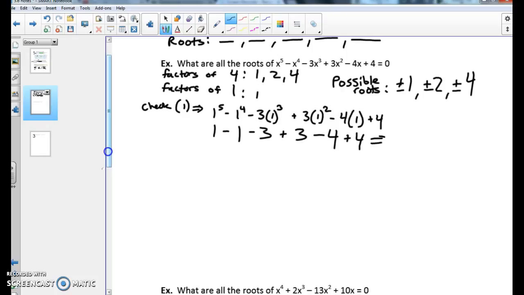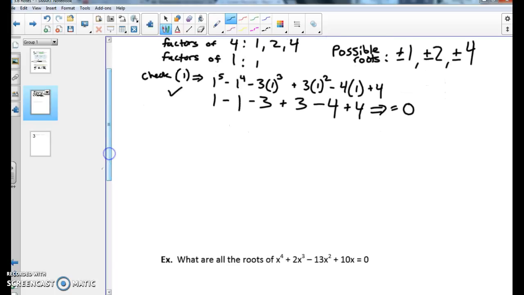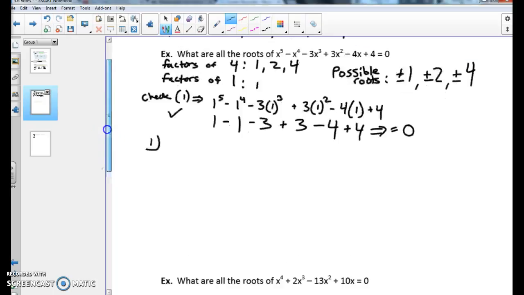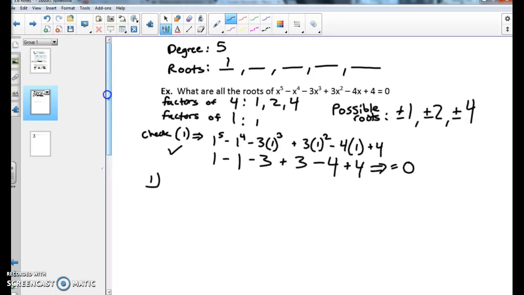Anybody? What does that equal? That equals 0. So the factor theorem tells us that, yes, this works. 1 is a solution. So after that now, we can start dividing, right? We know that 1 is our first root, so I'm just going to jot that in up above.